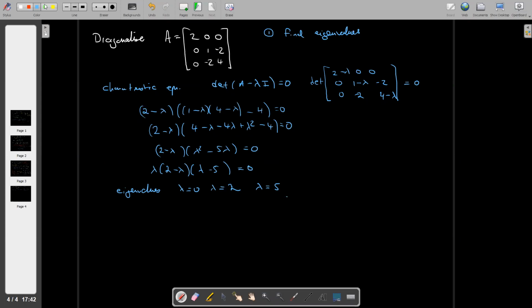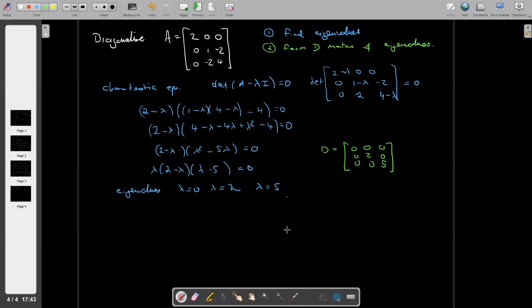So straight away we can form, maybe do that here in a different color, D, which is the matrix of eigenvalues. So we can specifically say D is equal to 0, 0, 0, 0, 2, 0, 0, 0, 5.